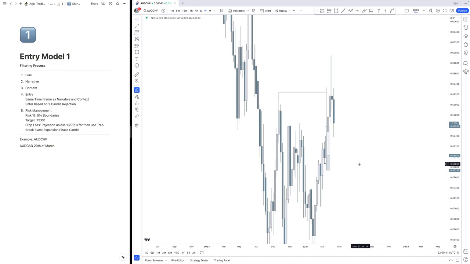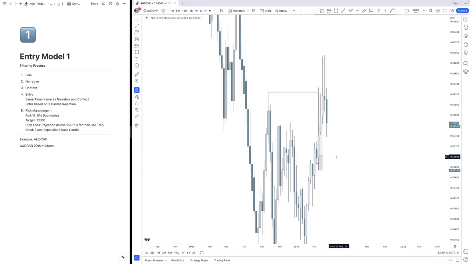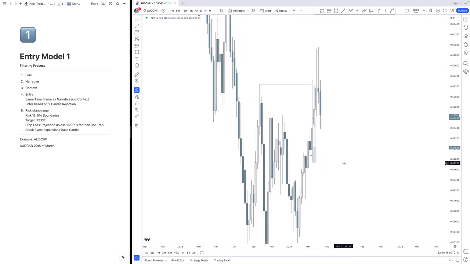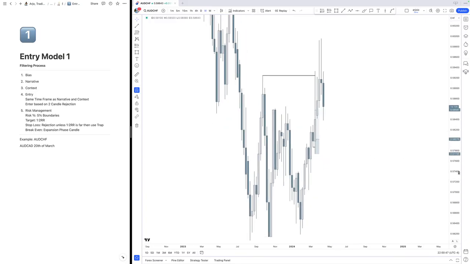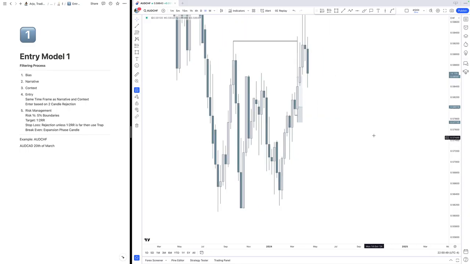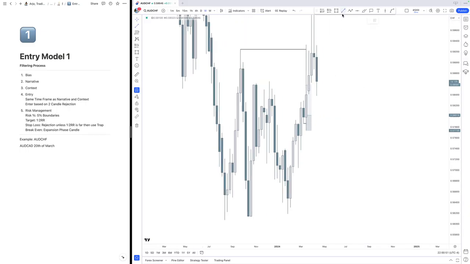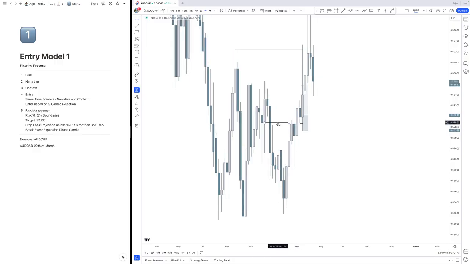So we started off as bias, narrative, and context. Now, when we start off with bias, narrative, and context right here, then if we look at the weekly, the target is overall quite clear. Now, right here, when we pay attention, we can again also use that 2-candle rejection as our bias, right? Because if we want to continue lower, then we have that order block potentially we can continue lower from.